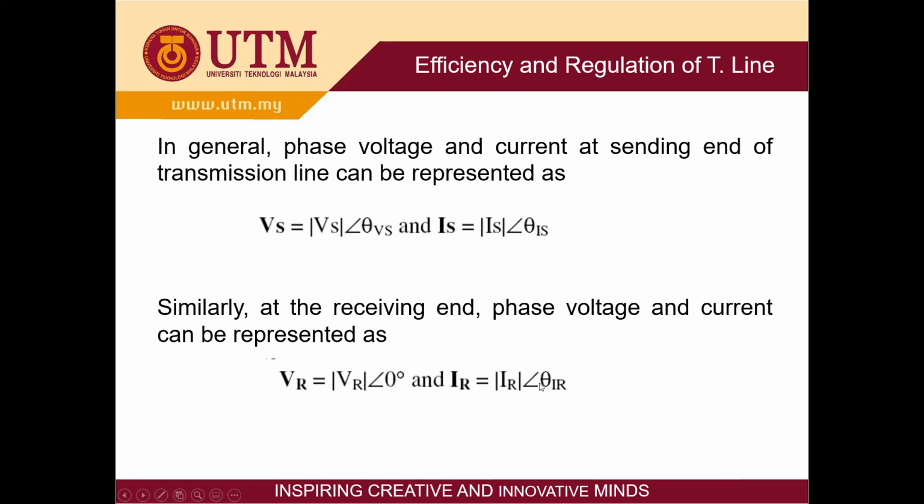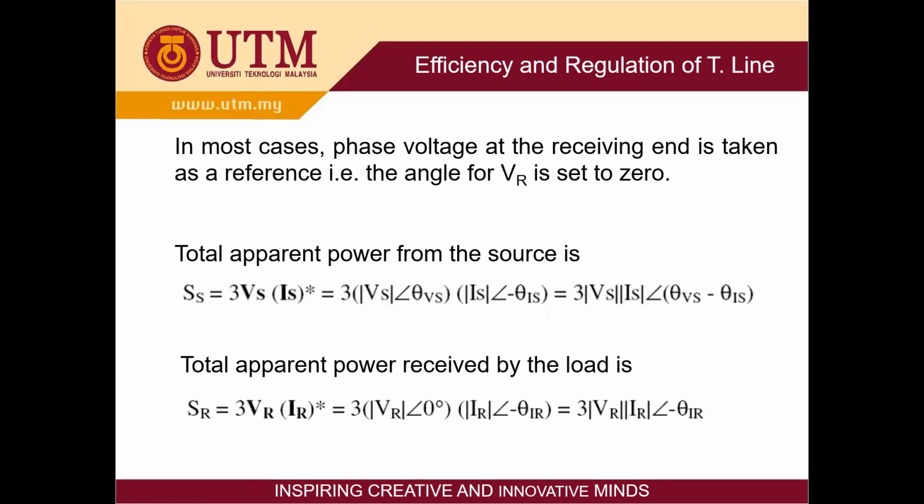And we also have the theta of the current, which can be negative or positive. It depends on the type of load, the type of impedance. But usually this one will be negative, because the impedance of the transmission line is always inductive. As mentioned before, in most cases the phase voltage at the receiving end is taken as a reference, and that's why the angle for VR is set to 0.